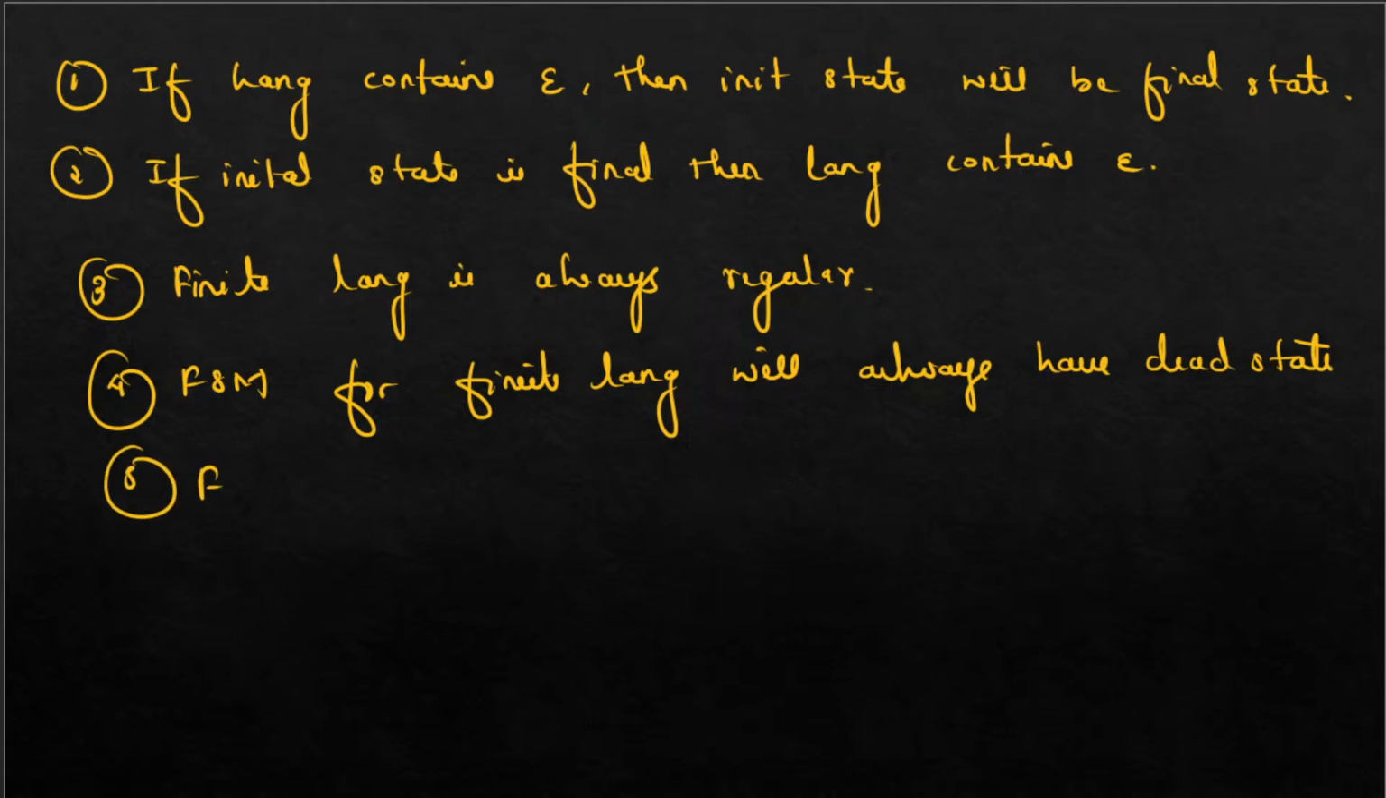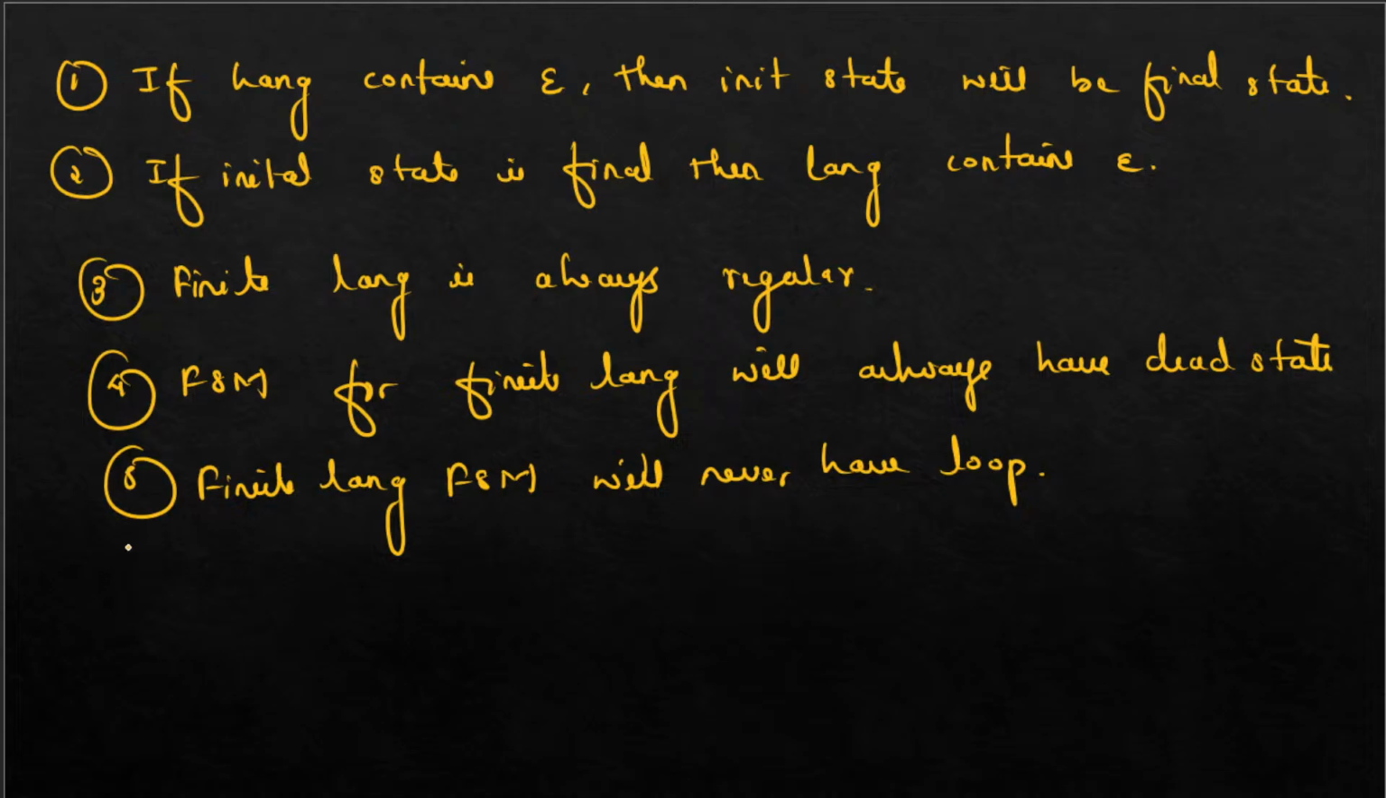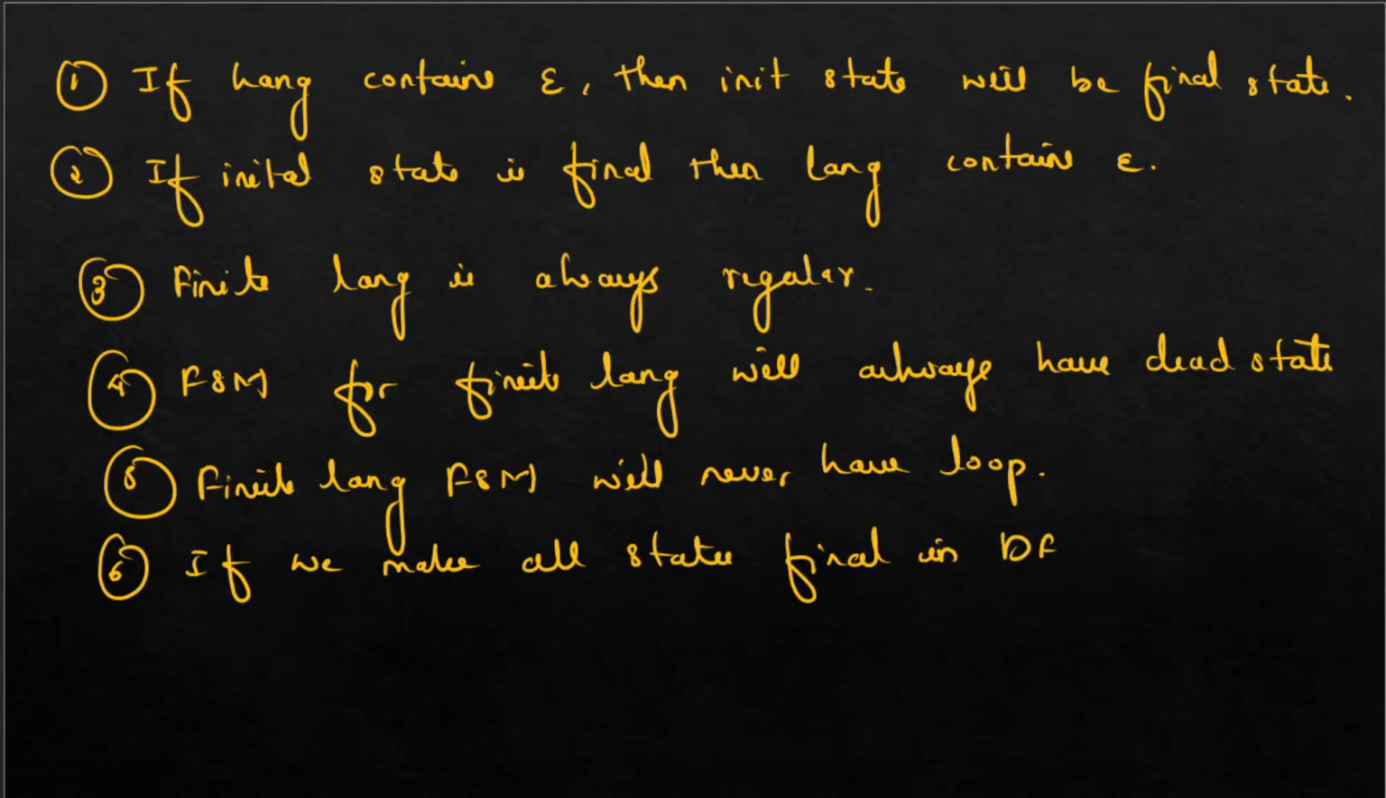Fifth one is, finite language FSM will never have a loop. Okay. Sixth is, if we make all states final in DFA, then it accepts a complete language. It is called as accepting a complete language. So this symbol states that complete language. Okay. Now let's note the next point.